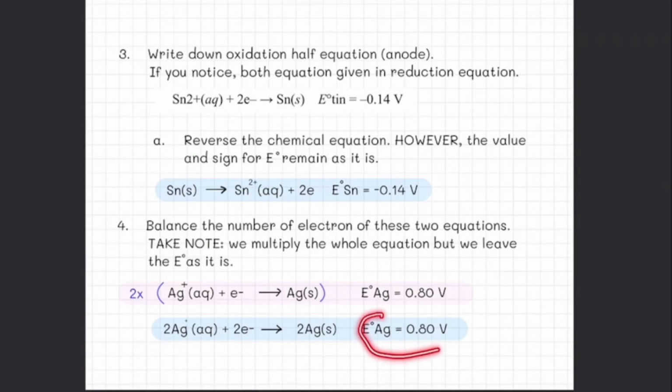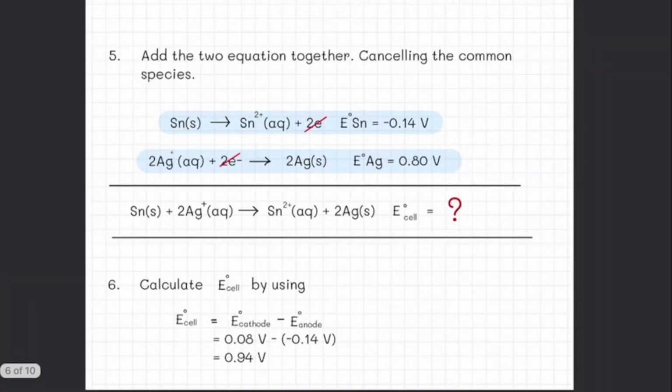Do we change anything at the E naught? No, we will not change anything. That E naught remains as it is. Okay, so we have two equations now. One is oxidation and another one is reduction. So we go for the 5th step. Add the two equations together, cancelling the common species.